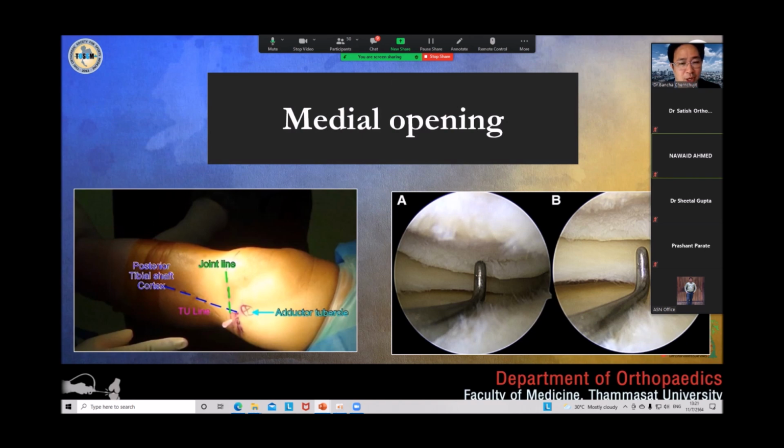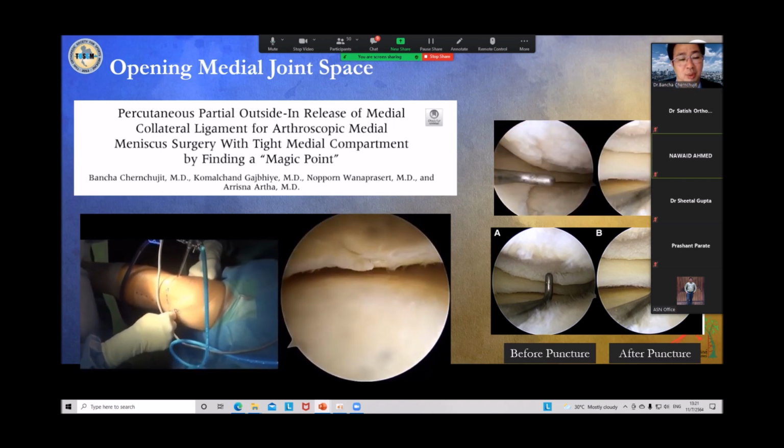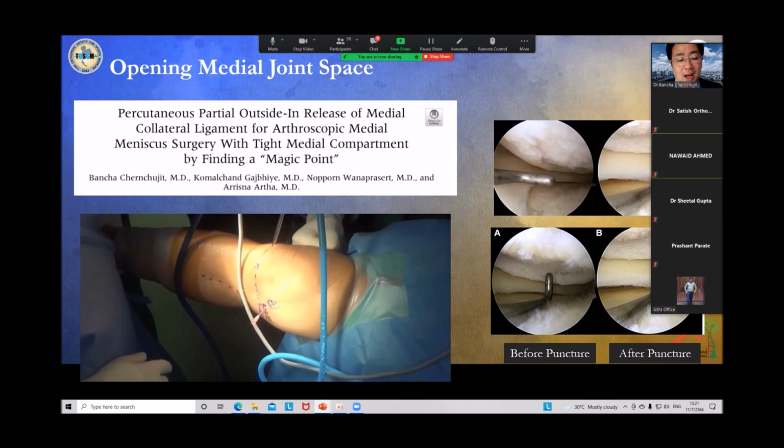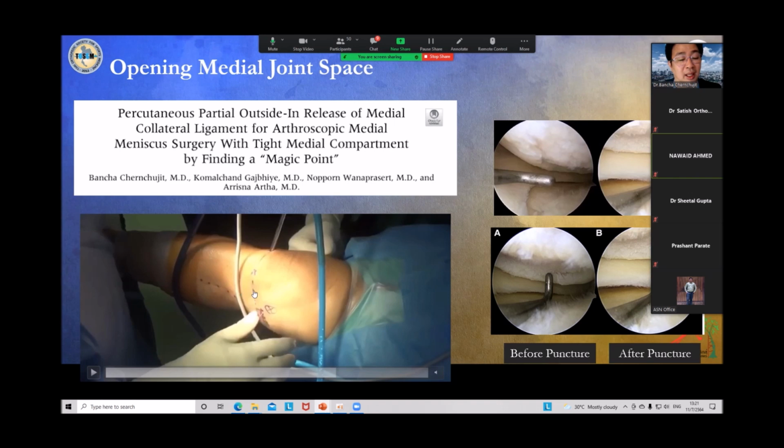For the exposure, I think it's quite important when you're doing the root repair. The medial opening, or pie-crusting, is quite important. I proposed a technique we call the magic point. This magic point is quite important; you can do the release. Look at the video. We draw a line from the posterior tibia, and the intersection with the joint is about 1.2 centimeters from the joint line. Then you use an 18-gauge needle. If you touch the right point, it will open suddenly and you can hear a pop sound. This is my article about the magic point.